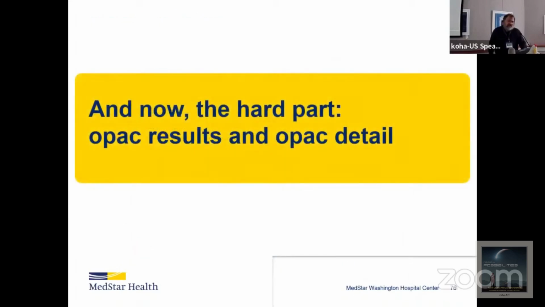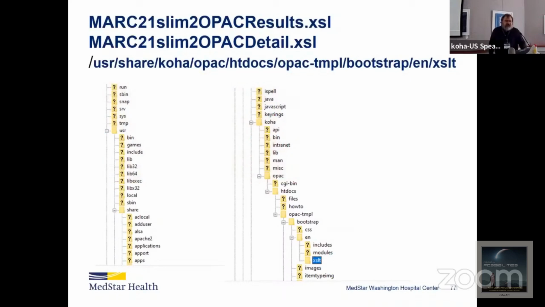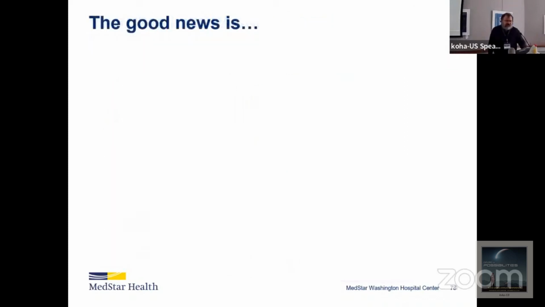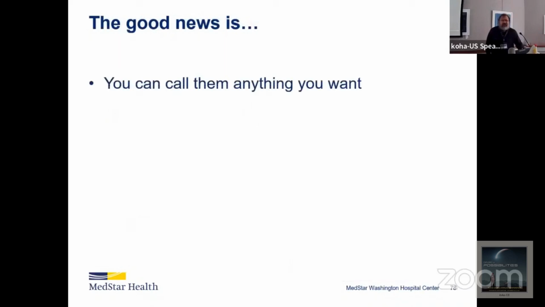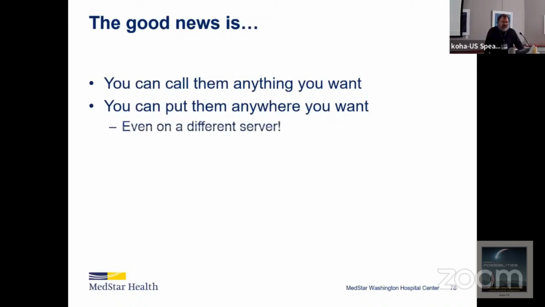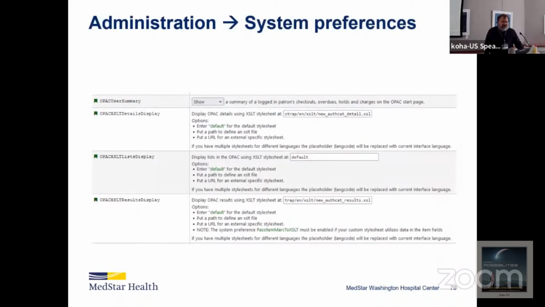But now comes the hard part. The OPAC results and OPAC detail pages. These live in /usr/share/koha/opac/htdocs/opac-tmpl/bootstrap/en/xslt. Good news is you can name them anything you want. You can put them anywhere, on a different server even, which may make things a lot easier.